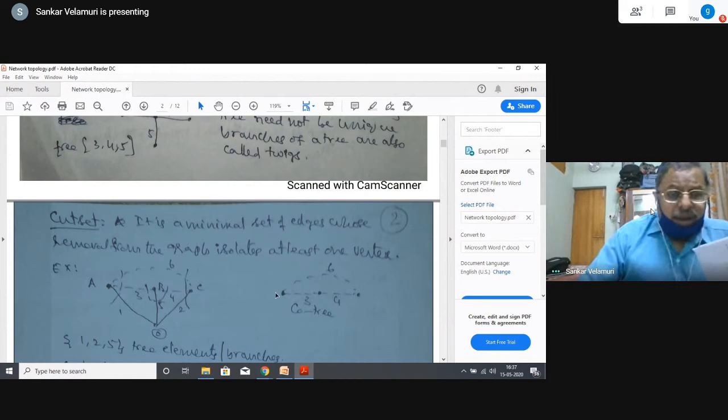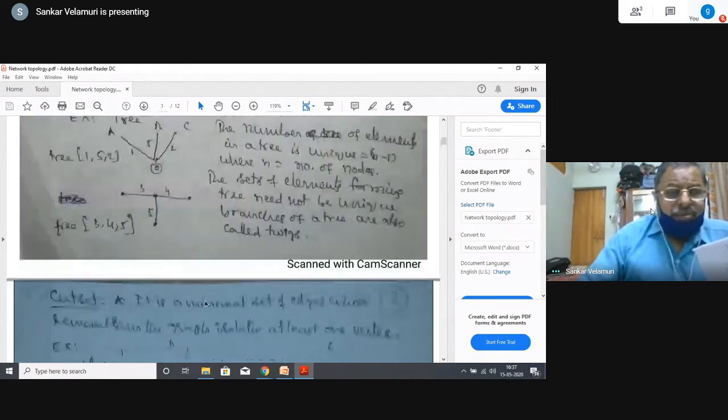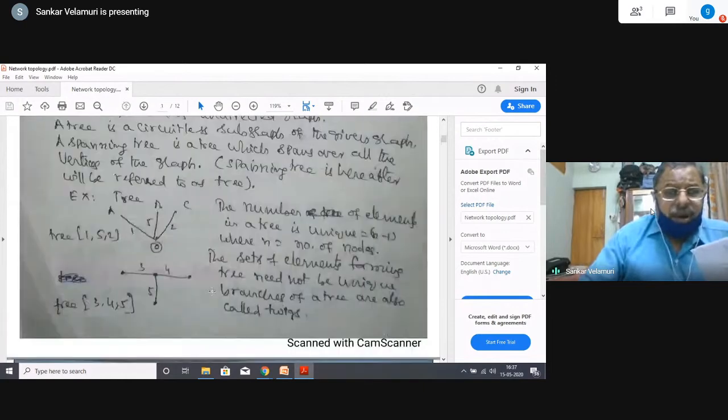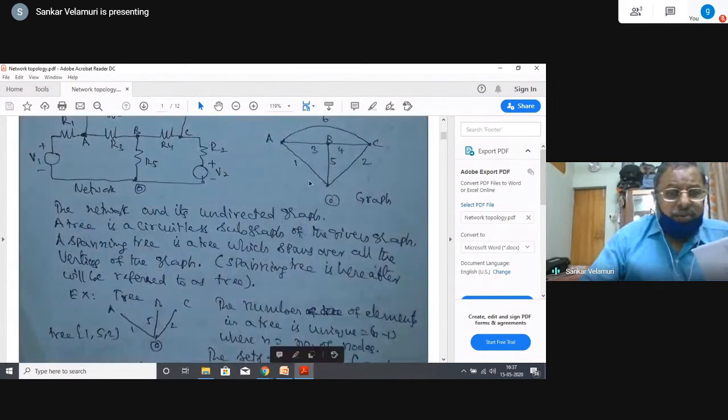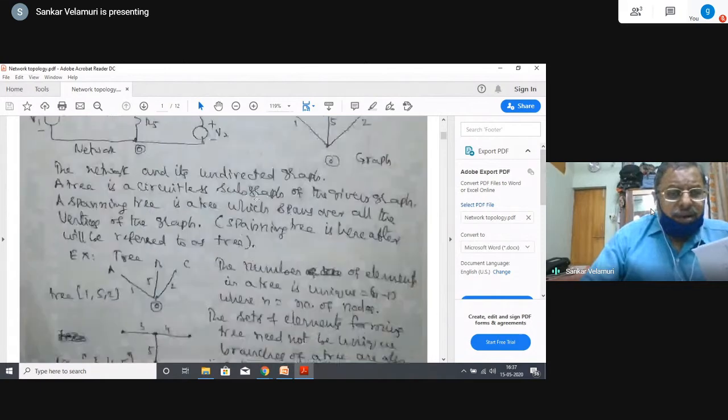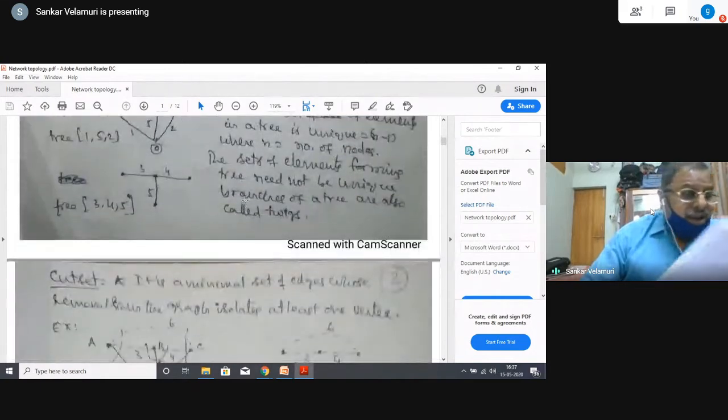So this is the core tree. This is the tree. The elements of the core tree are called links. Tree plus core tree is the complete graph. Right? This is the complete graph. This is the graph for this network. So that is the explanation for this.